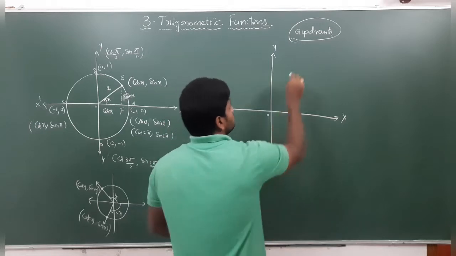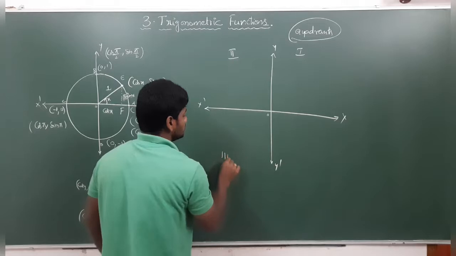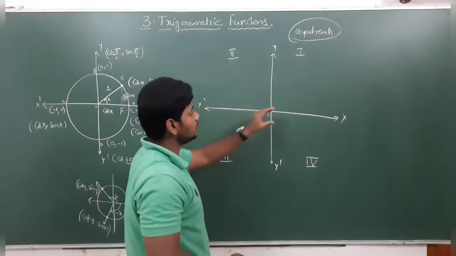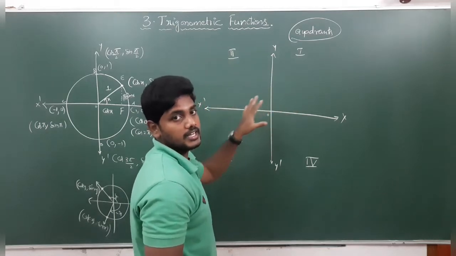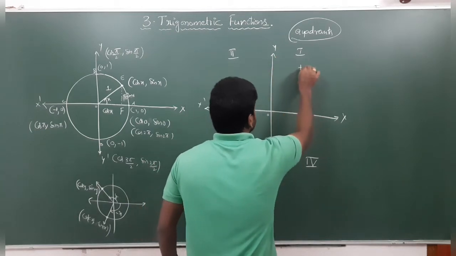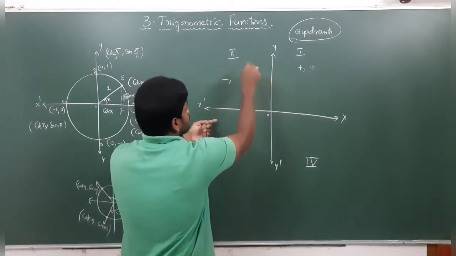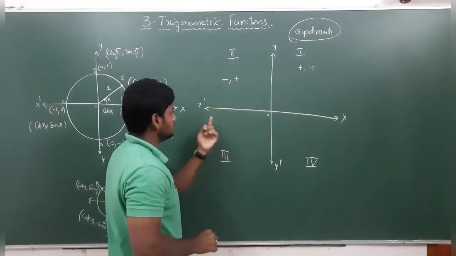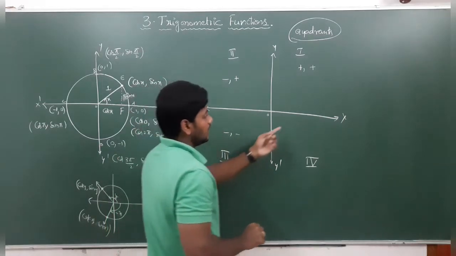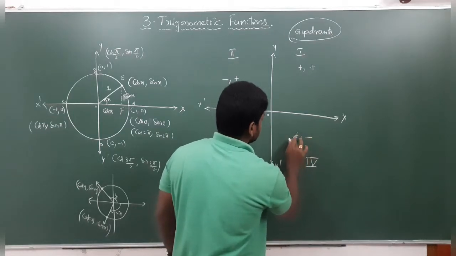Now these 4 quadrants we will name: this is the first quadrant, this is the second quadrant, this is the third, and this is the fourth, right? As you know, based on the values of x and y, the signs will vary. So in the first quadrant, positive x-axis, positive y-axis, this is plus comma plus. Here, negative x-axis, positive y-axis, minus and plus. Then negative x-axis, negative y-axis, so minus comma minus. And in the fourth quadrant, positive x-axis, negative y-axis, so plus comma minus.